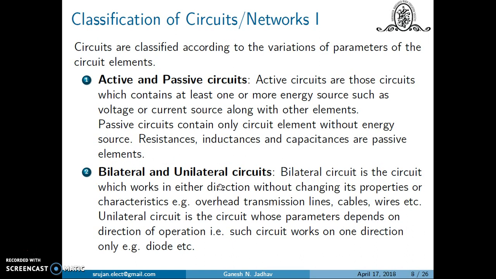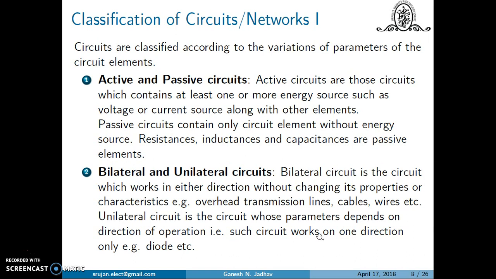Then we'll see what bilateral and unilateral circuits are. A bilateral circuit is a circuit which works in either direction without changing its properties, such as overhead lines. In overhead lines we can transmit the current from sending end to receiving end or receiving end to sending end. Same with cables, sending end to receiving end and receiving end to sending end. Wires also we can say are a bilateral network.